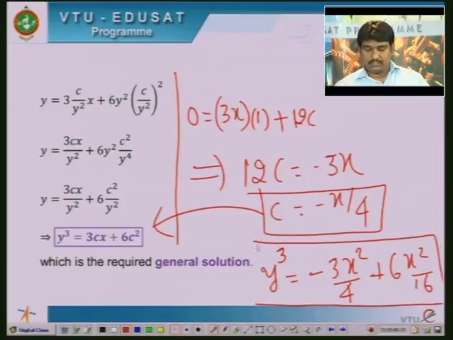This is the singular solution of the differential equation which satisfies the differential equation, but it cannot be obtained from the general solution by giving any arbitrary value, not minus x by 4, arbitrary constants like 4, 5, 6. It cannot be obtained from this general solution.